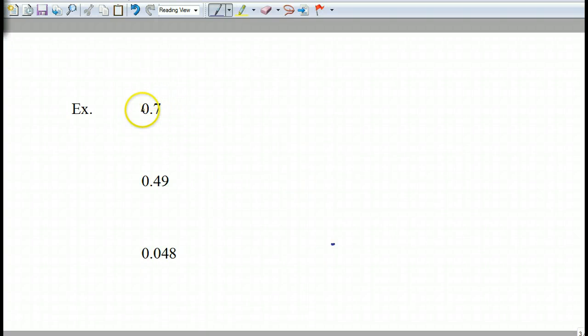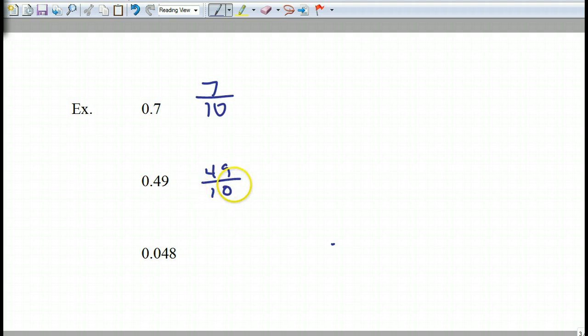We're going to go back from decimal to fraction. Look at this 0.7. What place is that? Tenths. So we're going to actually just do 7 over 10, and that's it, right? That one's not hard. How about this one? What place is that one in? Hundredths. So I'm going to say 49 over 100. Can I reduce that? No. Okay, this is in what place right here? Thousandths. So it'll be 48 over 1,000.